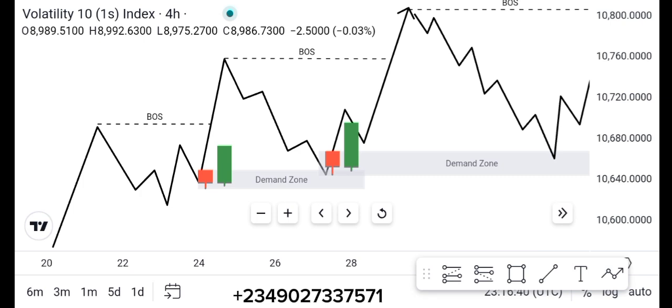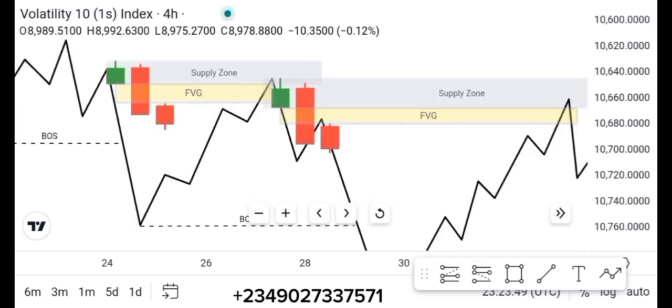So let's check the downtrend. Here is the example of a bearish trend, or downtrend, and how to draw supply and demand zones.